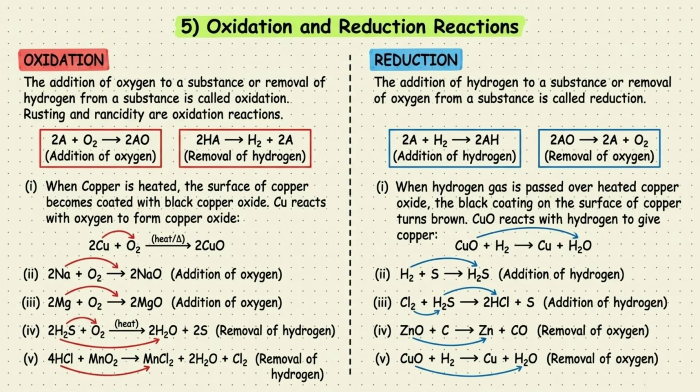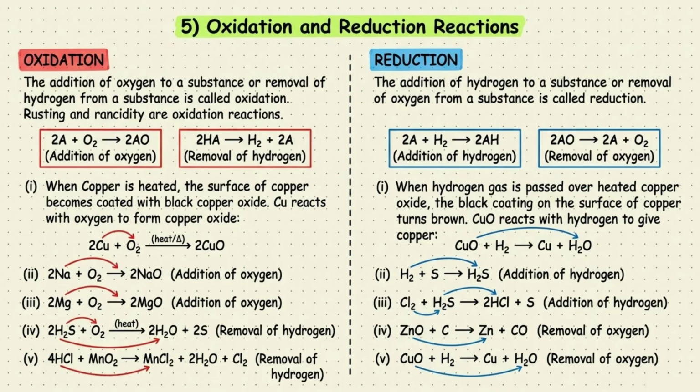Now let's explore a very specific type of chemical behavior, oxidation and reduction reactions. Let's define them clearly. Oxidation is simply the addition of oxygen to a substance, or the removal of hydrogen from a substance. You see this everywhere in the universe. It's essentially nature adding oxygen or stealing hydrogen. Here are 5 quick examples of oxidation.